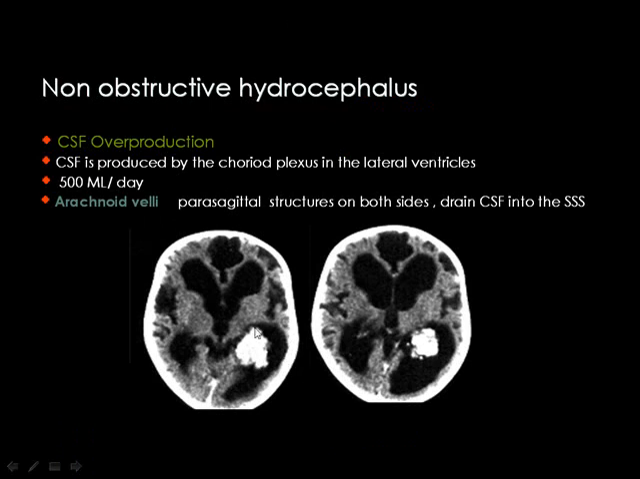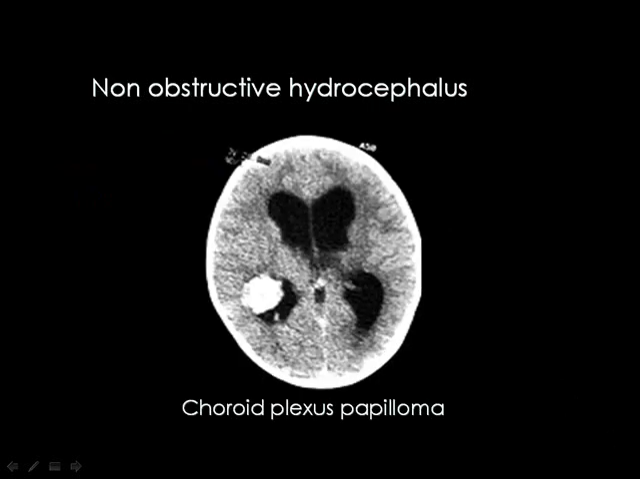And this is a choroid plexus papilloma, which is centered in the region of the choroid plexus in the lateral ventricle, producing a lot of CSF. And this CSF may be produced 4 or 5 times the normal range. The normal range is half a liter per day, and you may get 2.5 liters per day of CSF excreted by the choroid plexus, and it cannot be adequately drained because of the limited capacity of the arachnoid villi.